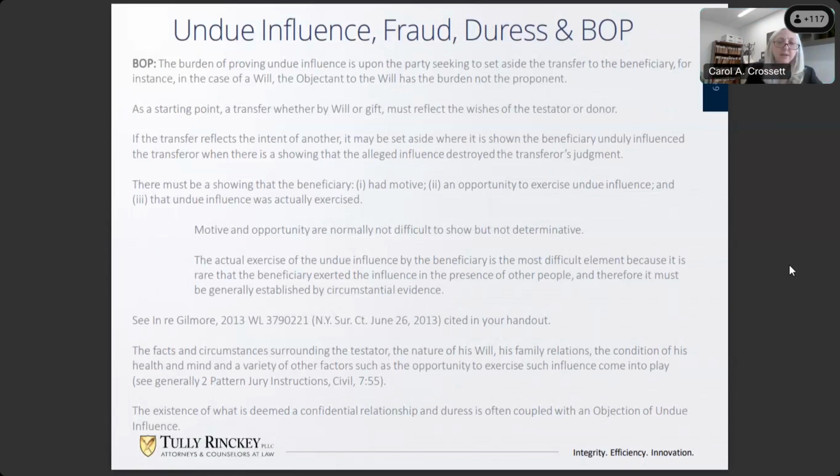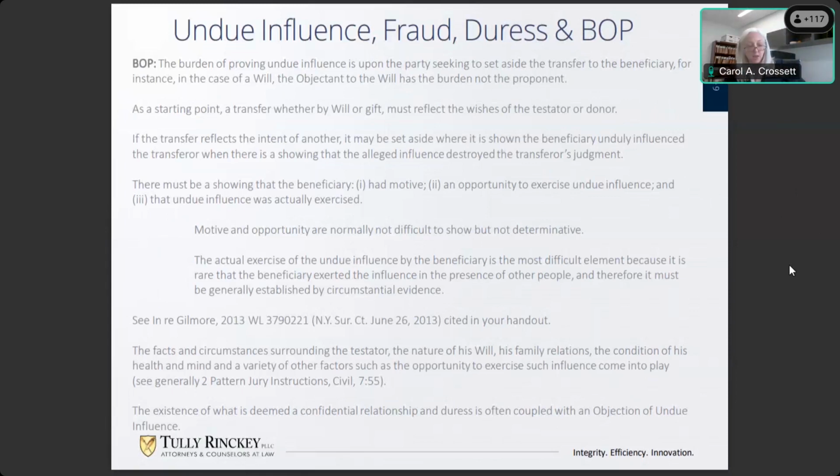And if the transfer reflects the intent of the other, that's when you come into an objection based upon undue influence. Because it can be set aside where it's shown that the beneficiary unduly influenced the transfer, and that this alleged influence not only occurred, but it destroyed the transferor's judgment.